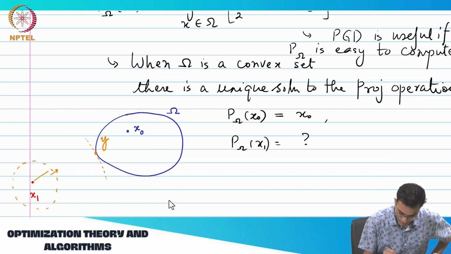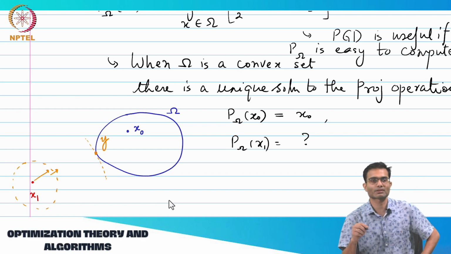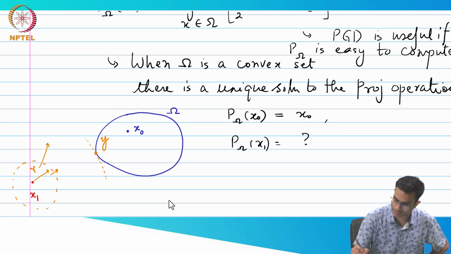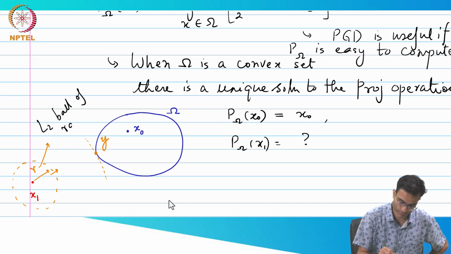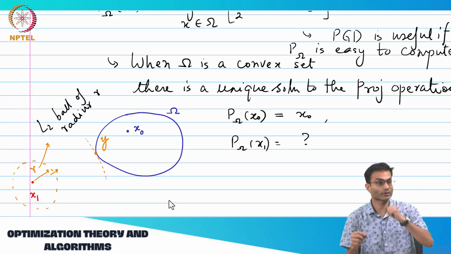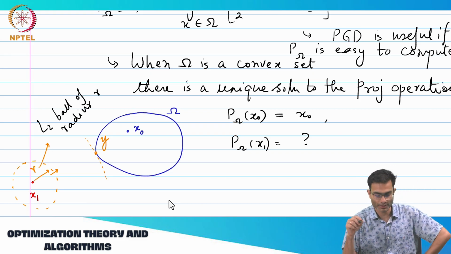So in our fancy language, we will call this an L2 ball. Right. So if the radius is r, then I say that this is an L2 ball of radius r, obviously centered at x1. That is the meaning of this guy.